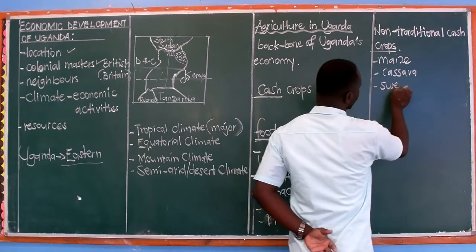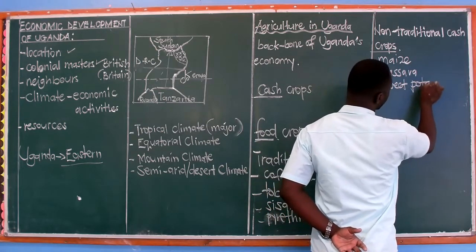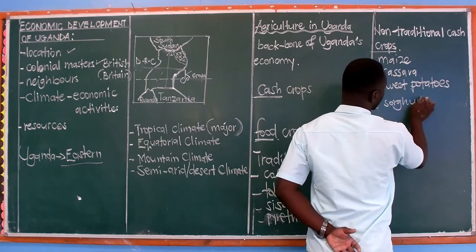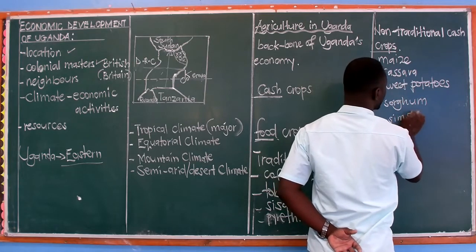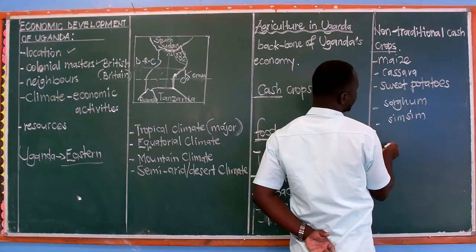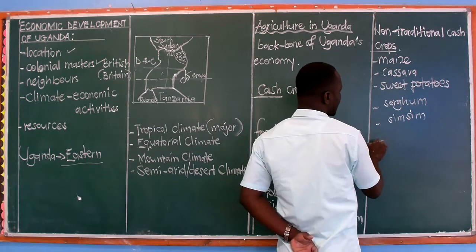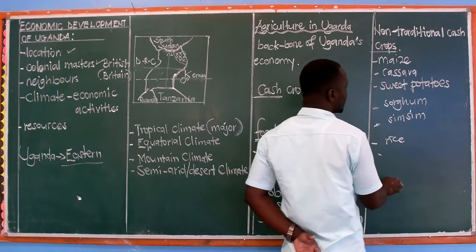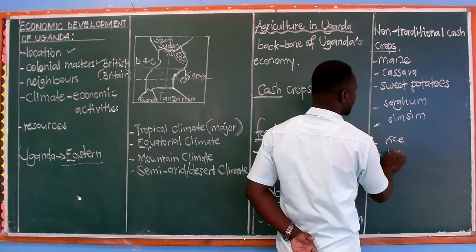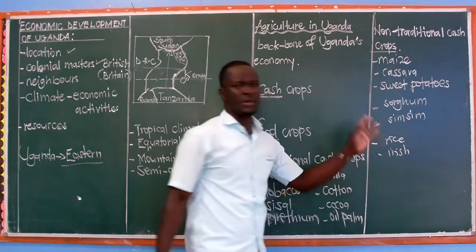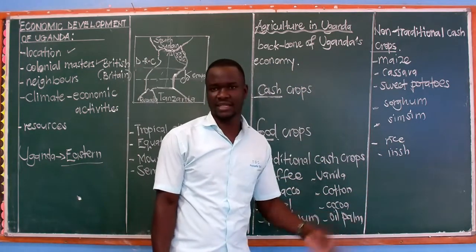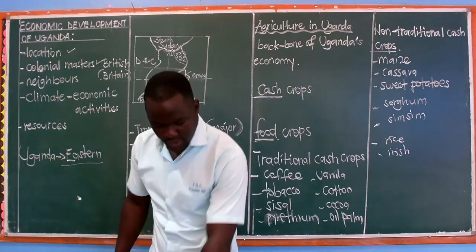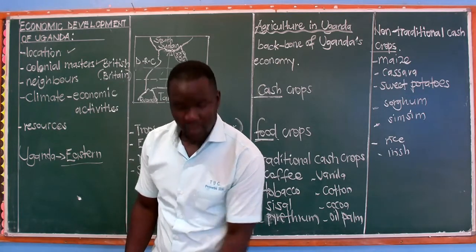Cassava, sweet potatoes, sorghum, simsim. We shall have crops we have talked about. We shall have rice. We shall have crops like Irish potatoes, and there remain all these crops. Groundnuts are there. We can as well add them there. We shall not be able to finish all. So that is what we have on that page 47.